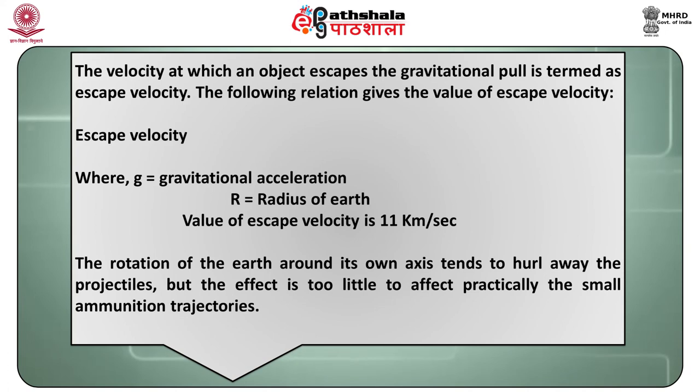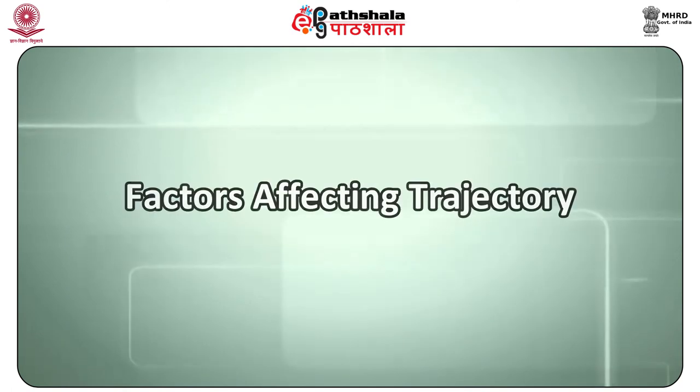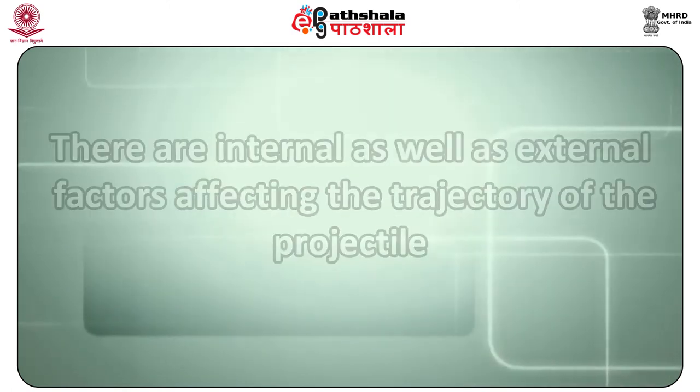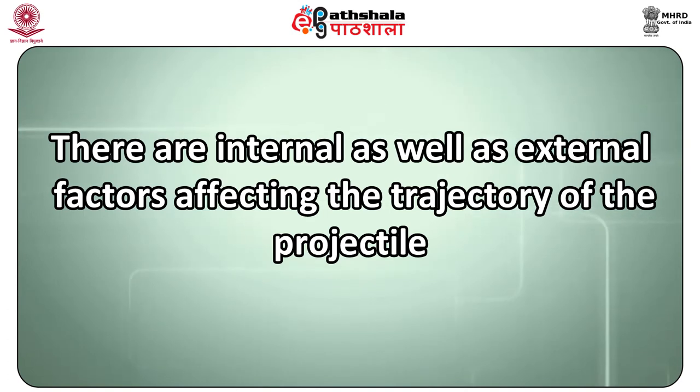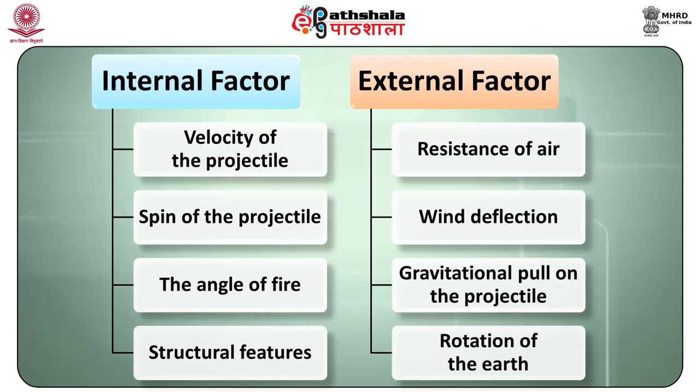The rotation of the Earth around its own axis tends to hurl away the projectiles, but the effect is too little to affect practically the small ammunition trajectories. Now let us see factors affecting trajectory. There are internal as well as external factors affecting the trajectory of the projectile. Internal factors affecting trajectory shapes are velocity of the projectile, spin of the projectile, the angle of the fire, structural feature. The most important factor affecting the trajectory shape is the velocity of the bullet.